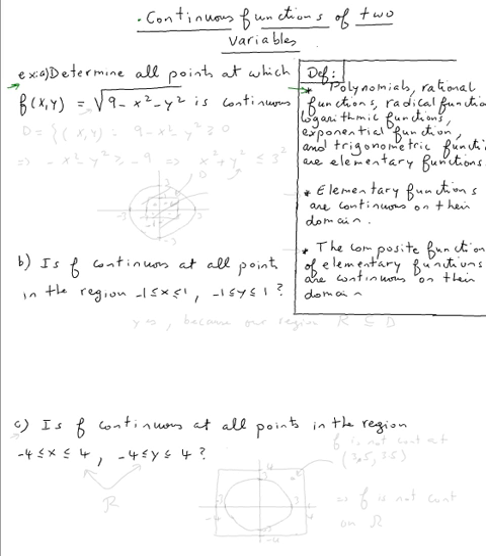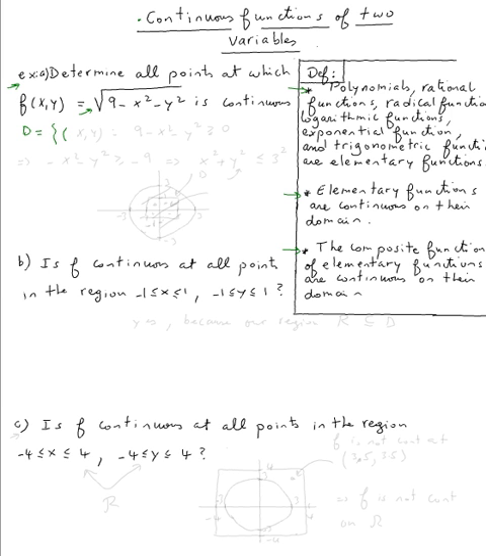The definition says polynomial, rational functions, radical functions, logarithmic, exponential, and trigonometric functions are all called elementary functions. What do we know about those elementary functions? We know that elementary functions are continuous on their domain. Not only that, we know that the composite functions of elementary functions are continuous on their domain. Alright, this is still just a radical function, so we know it's continuous on its domain. So therefore, all we need to do is find the domain.